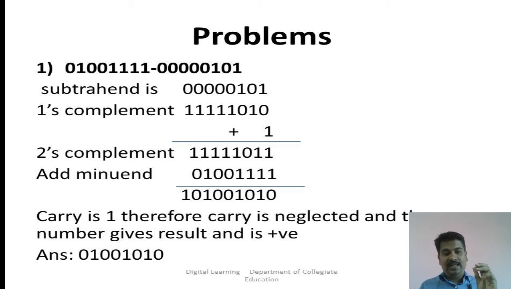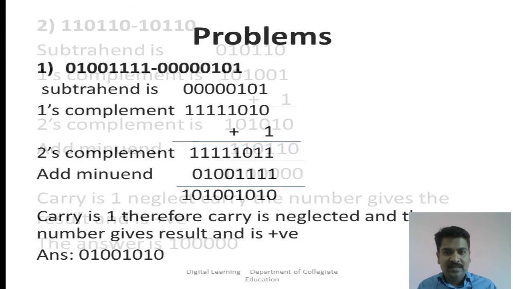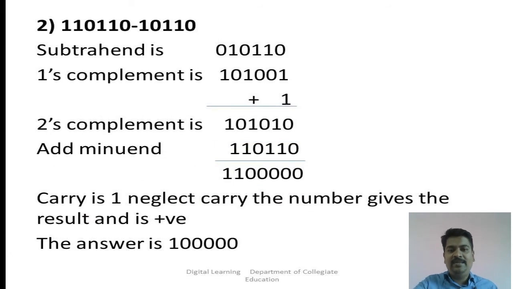Suppose you get a 0 as a carry. I'll come to that problem, but the result will be negative. The sum has to be 2's complemented again. Okay, I'll come to such a kind of problem where the carry is 0. Right, this is the second problem.